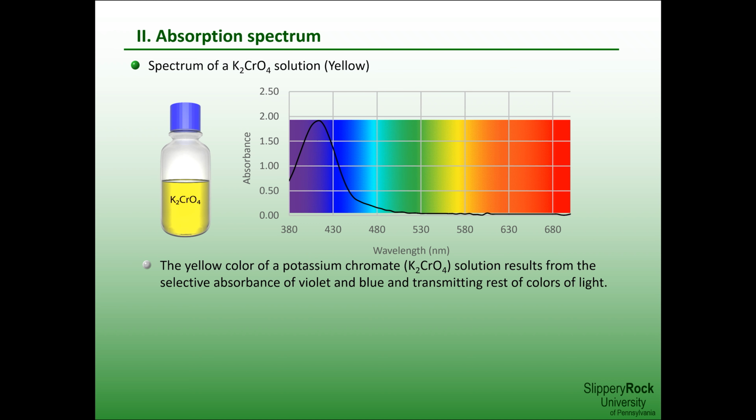So, in essence, the yellow color of the potassium chromate solution is a result of selective absorption. It absorbs the high-energy violet and blue light and transmits the lower-energy yellow to red light. This concept is a cornerstone in spectrophotometry because by analyzing which wavelengths are absorbed, we can understand not only the color of a substance, but also its electronic structure and chemical composition.